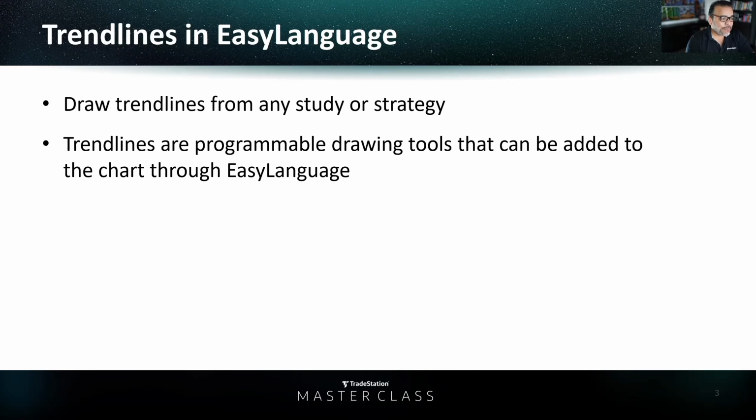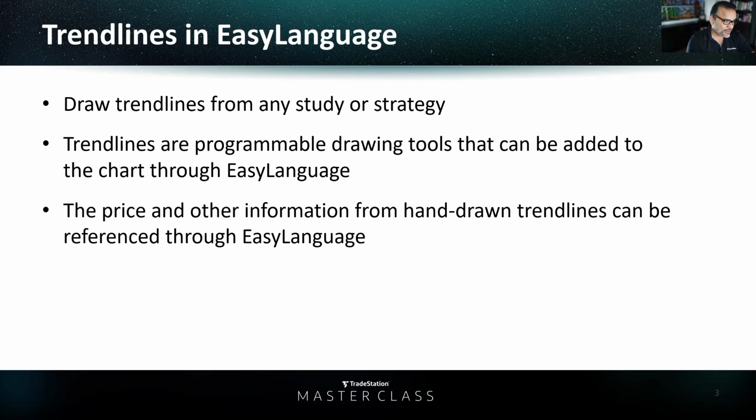Trend lines are programmable drawing tools that can be added to the chart through Easy Language. We already said that. We said that we're going to use Easy Language to draw the trend line programmatically. And we're going to do it from a very simple standpoint. So we're not going to do anything crazy. I just want you guys to understand how the functionality works and what things you need to pay attention to if you want to draw a trend line.